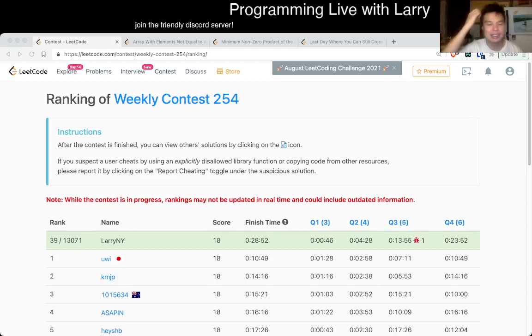Hey everybody, this is Larry, this is me going Q2 of the weekly contest 254, array with elements not equal to average of neighbors.